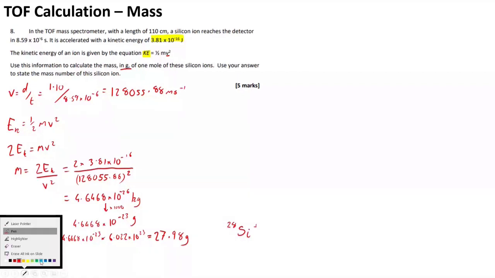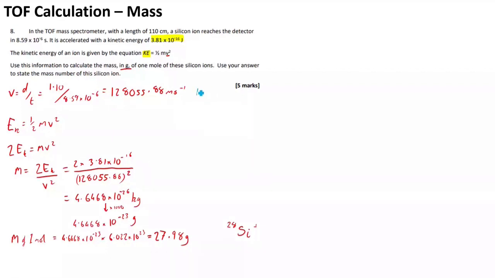And again, if we think about where the marks come from here, working out the mass is going to be 1 mark. Rearranging this equation will be the second. Third mark, for working out the mass and substituting the numbers in. Fourth mark, doing that conversion, timesing it by Avogadro's number. Fifth mark, getting to that 28. So that's how you work out mass.